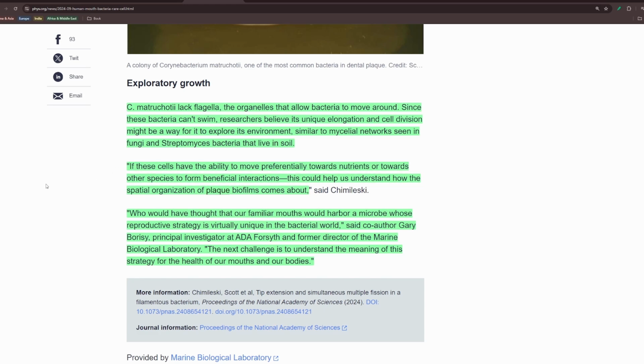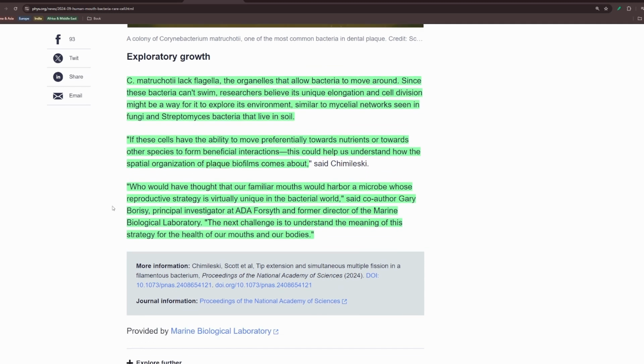If these cells have the ability to move preferentially towards nutrients or toward other species to form beneficial interaction, this could help us understand how the spatial organization of plaque biofilms comes out. Who would have thought that our familiar mouths would harbor a microbe whose reproductive strategy is virtually unique in the bacterial world? The next challenge is to understand the meaning of this strategy for the health of our mouths and bodies.